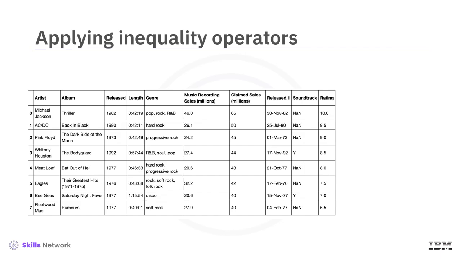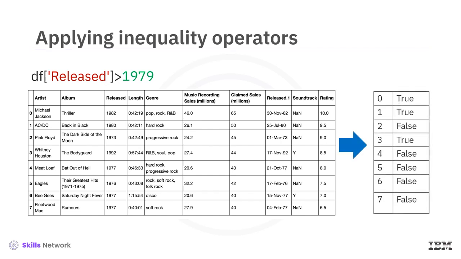The result is a series of Boolean values. For our case, we simply specify the column released and the inequality for the albums after 1979. The result is a series of Boolean values. The result is true when the condition is true and false otherwise.